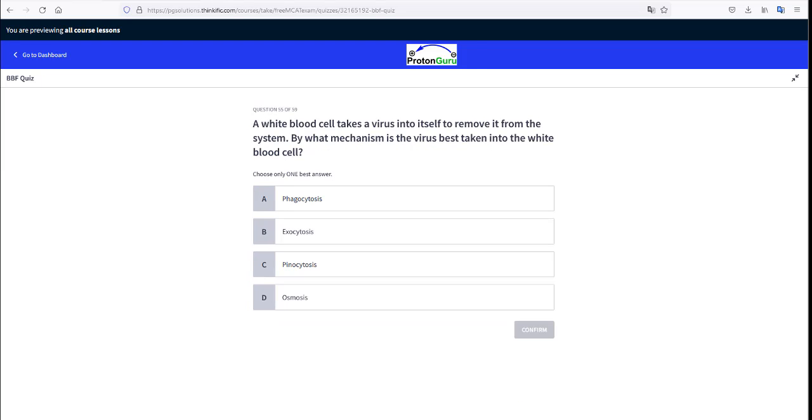And on to question 55. A white blood cell takes a virus into itself to remove it from the system. By what mechanism is the virus best taken into the white blood cell? Well, phagocytosis is the category of cell transport that can take something into the cell that is quite large. Exocytosis takes something out of the cell. Pinocytosis can transport something smaller, and osmosis is just the diffusion of, usually in a biological system, water through some system. So really, the only one that can transport something large, like a full virus, is probably phagocytosis.